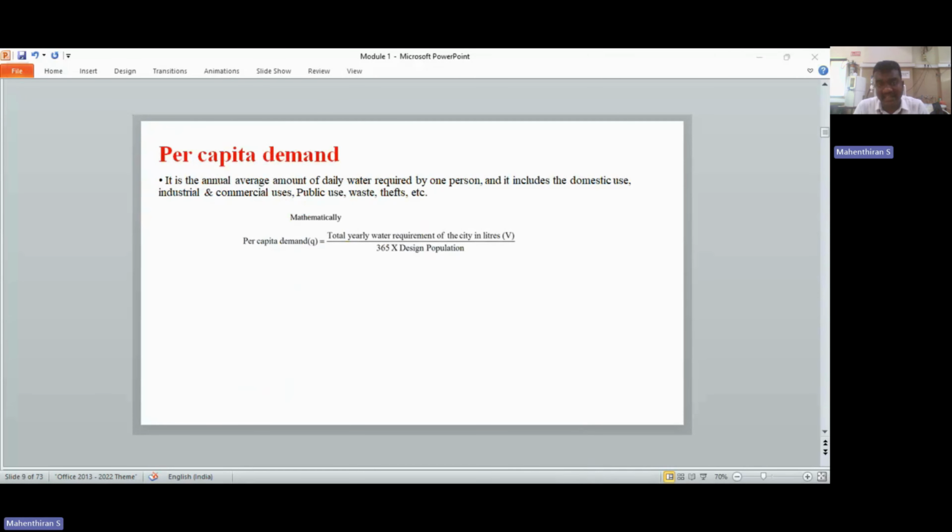We are going to discuss a topic, per capita demand. This concept is fundamental because it helps us estimate how much water is required for a population, which is essential for designing water supply systems. Let us begin with the definition. Per capita demand is defined as the annual average quantity of water required per person per day. Now, this is very important. It is not just domestic water usage. It includes several components.